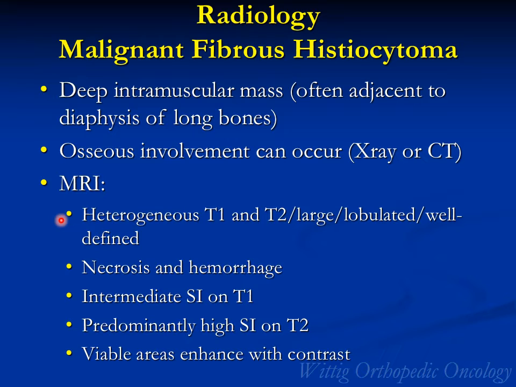It's usually a large tumor, lobulated, and appears to be well defined because the tumor itself is compressing the adjacent muscles into a pseudocapsular layer, although this pseudocapsular layer actually contains tumor within it. The tumor may be intermediate on T1 and predominantly high signal on T2, but again heterogeneous on both. And the viable areas of the tumor enhance with contrast. Necrotic areas will not enhance with contrast. This is important when determining biopsy because a biopsy will be directed at the viable areas that enhance with contrast.